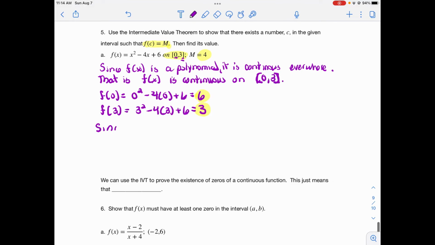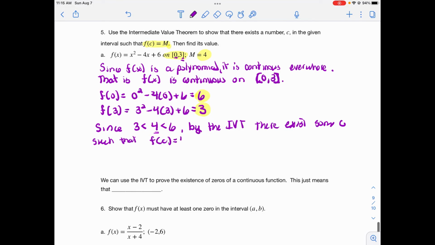So since 3 is less than 4, which is less than 6, the value that we're focusing on, 4, is between our two endpoints. I can use the intermediate value theorem. So by the intermediate value theorem, there exists some c such that f of c equals 4. Now we've got to find that value of c.